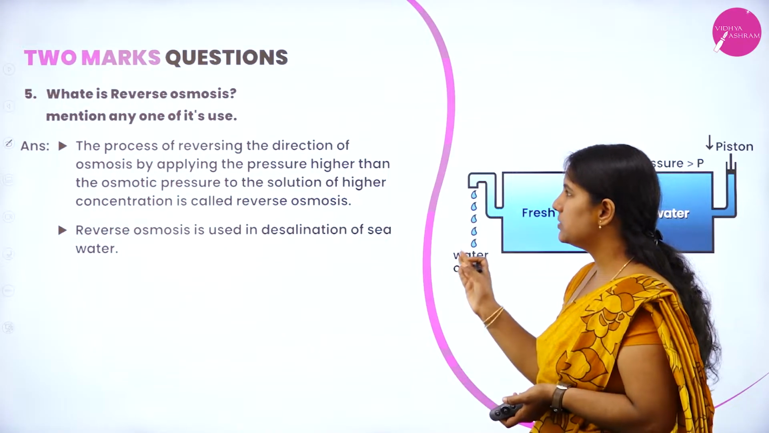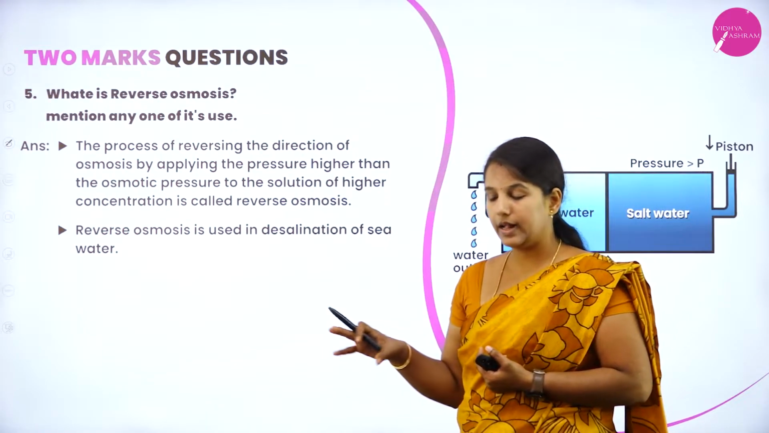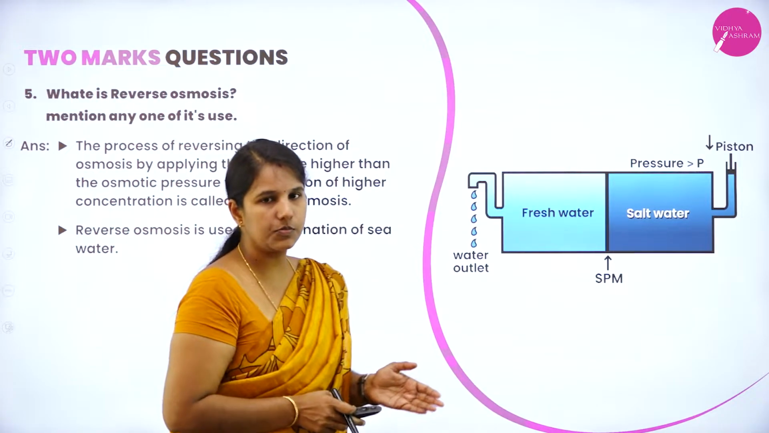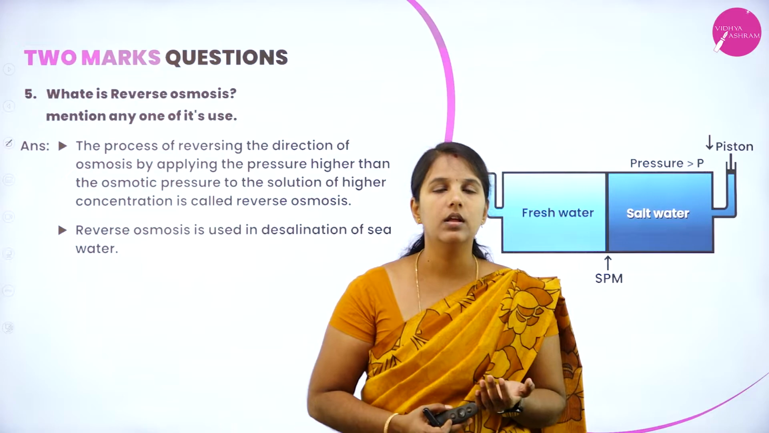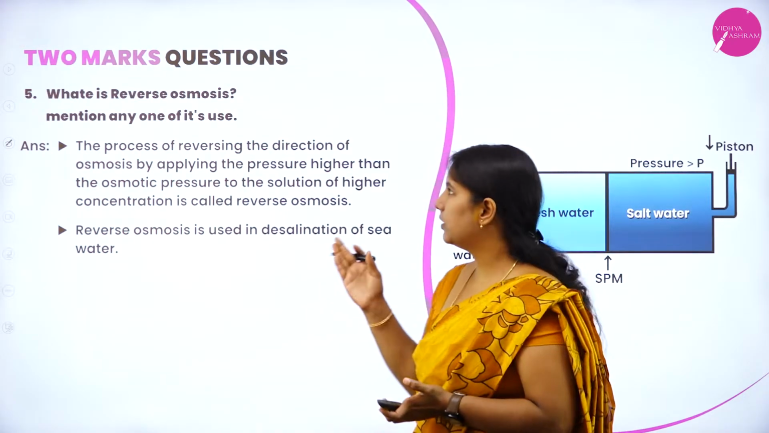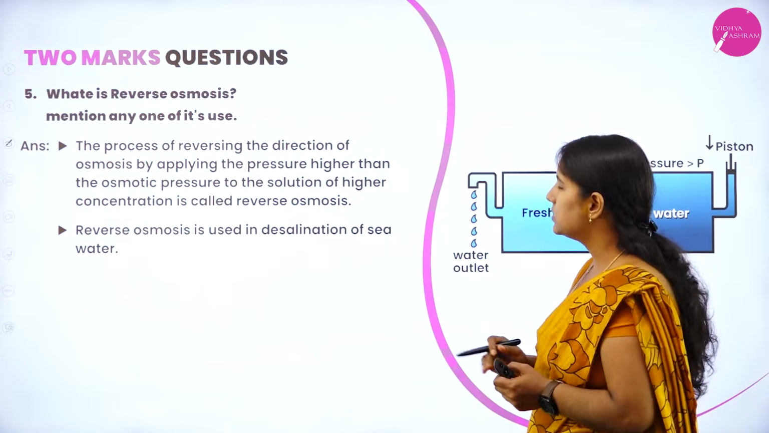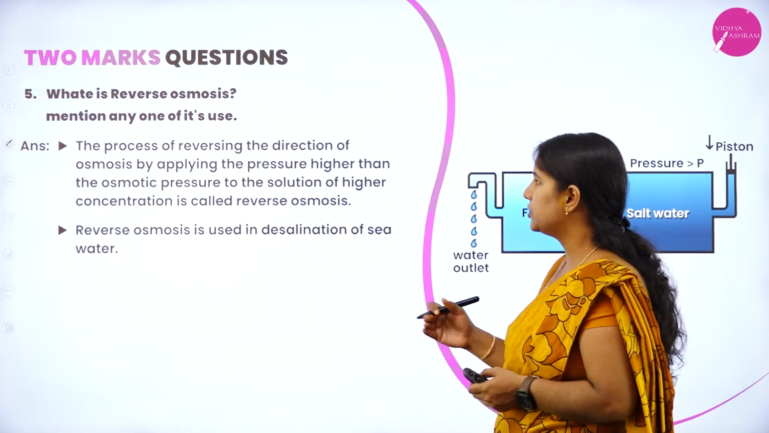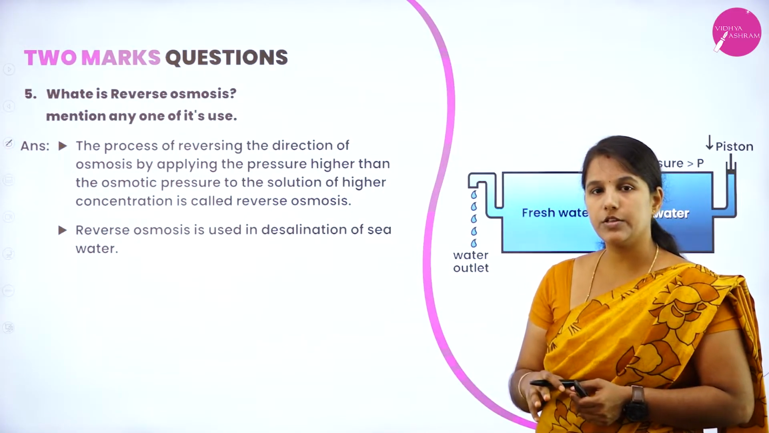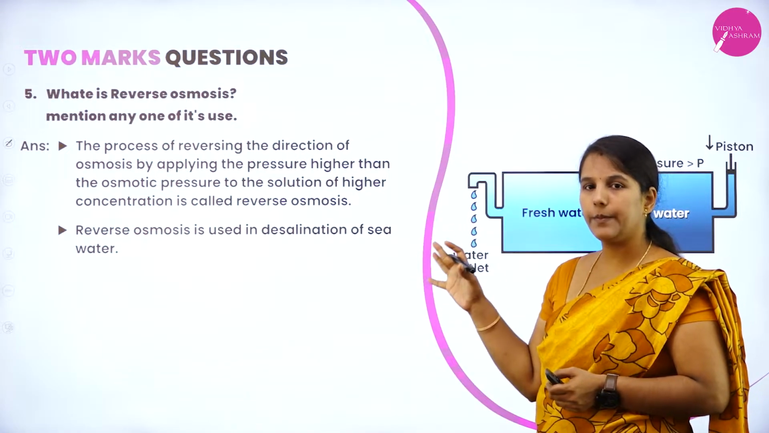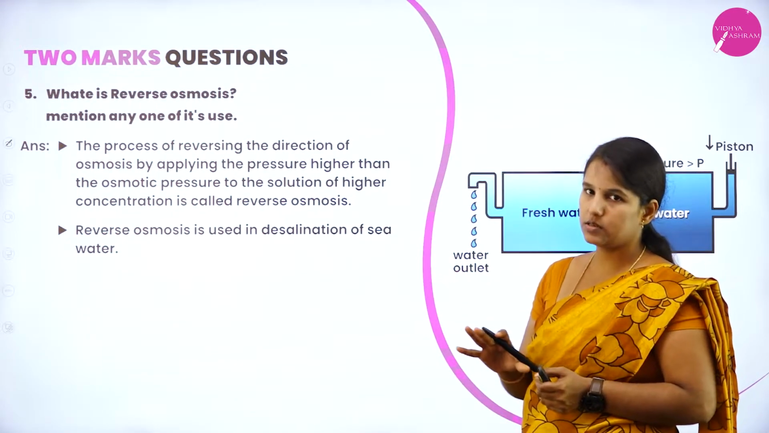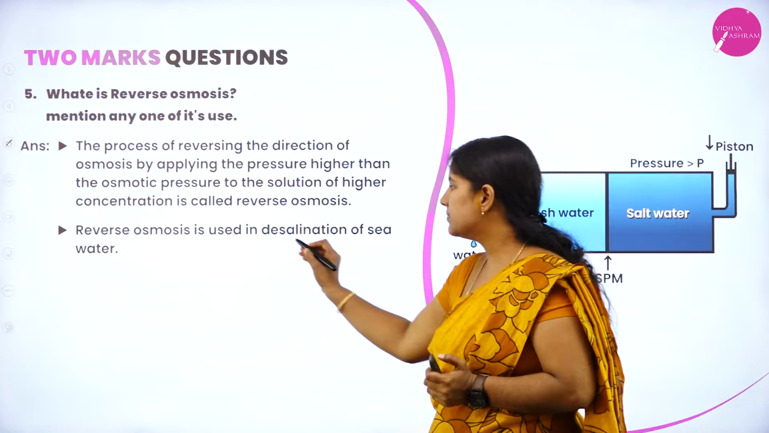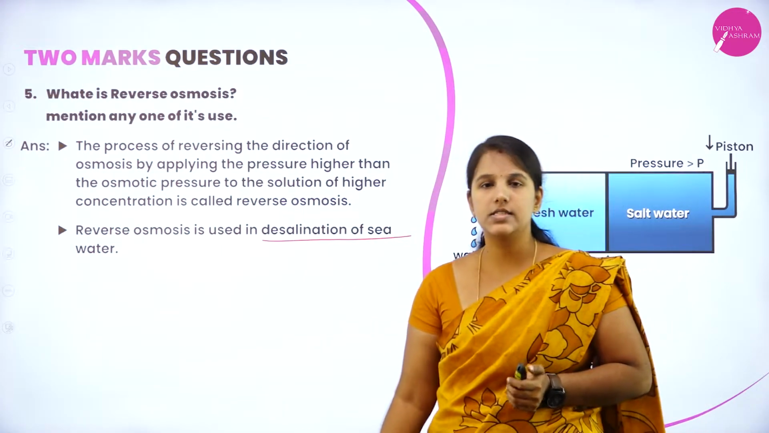What is reverse osmosis? Mention the uses, or any practical uses they can ask. As I said, to stop osmosis, sometimes we apply more pressure than the osmotic pressure. Such pressure is known as what? Reverse osmosis. It is the process of reversing the direction of osmosis by applying a pressure higher than the osmotic pressure. They apply this higher pressure on the higher concentration region to stop osmosis or reverse its direction. This is mainly used in desalination of seawater.